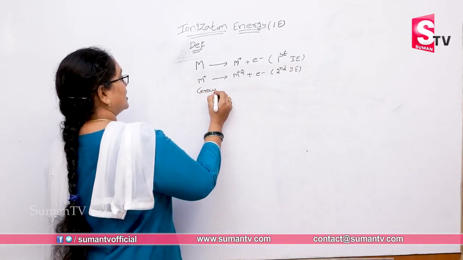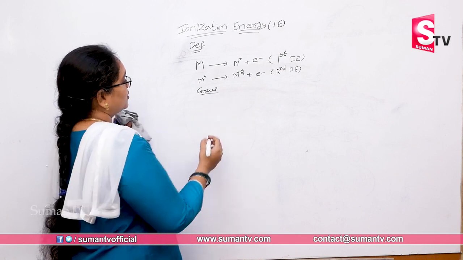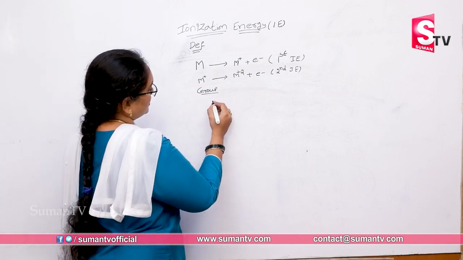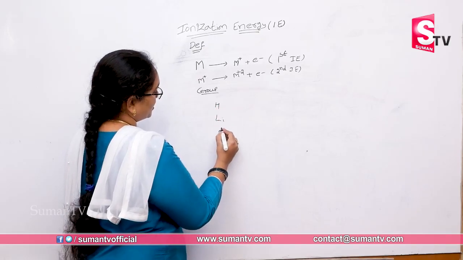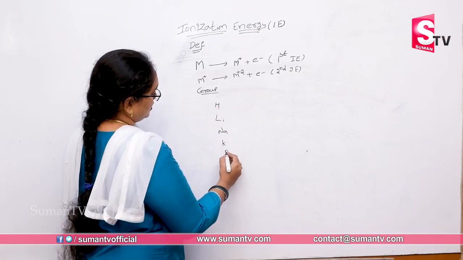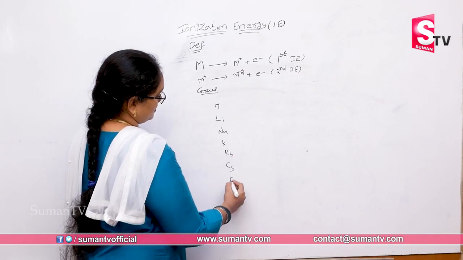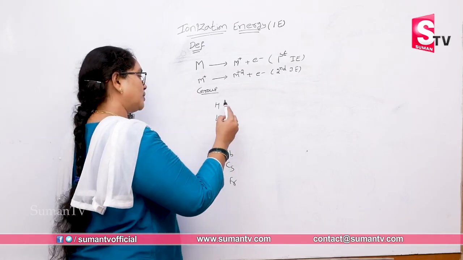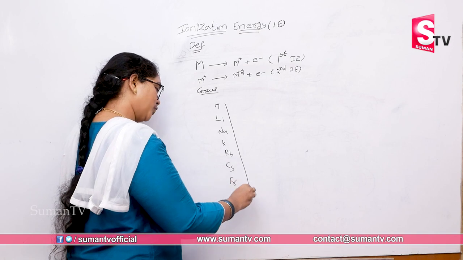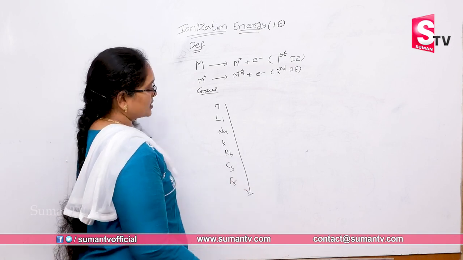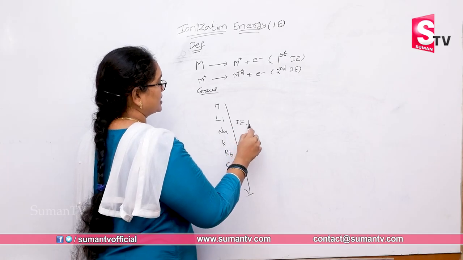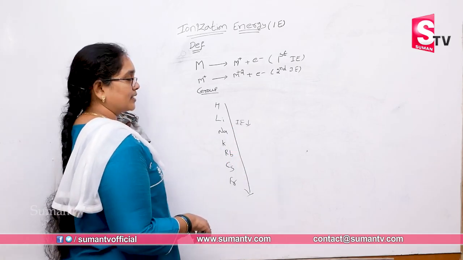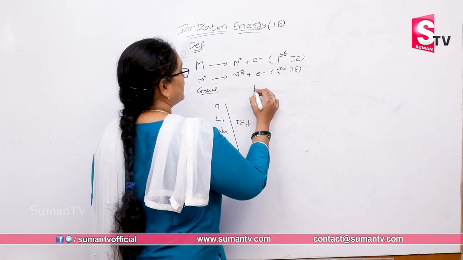First, in the case of groups, let us discuss the first group: hydrogen, lithium, sodium, potassium, rubidium, cesium, francium. When we go down the group, as atomic size increases, ionization energy decreases.